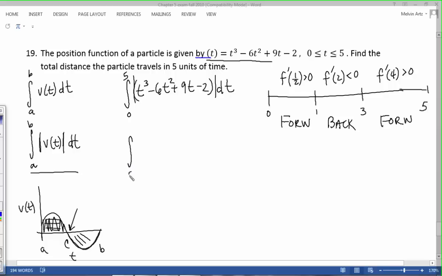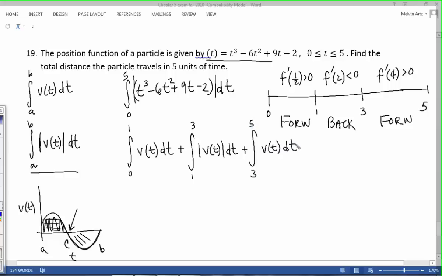We are going to need to check our integral on the interval 0 to 1 of our velocity. We know that's going to be positive value, so we don't need the absolute value of that one. On the interval 1 to 3, we're going to need to take the absolute value, because we can see that would give us a negative value. And then from 3 to 5, this is going to be positive again. So we do not need the absolute value.